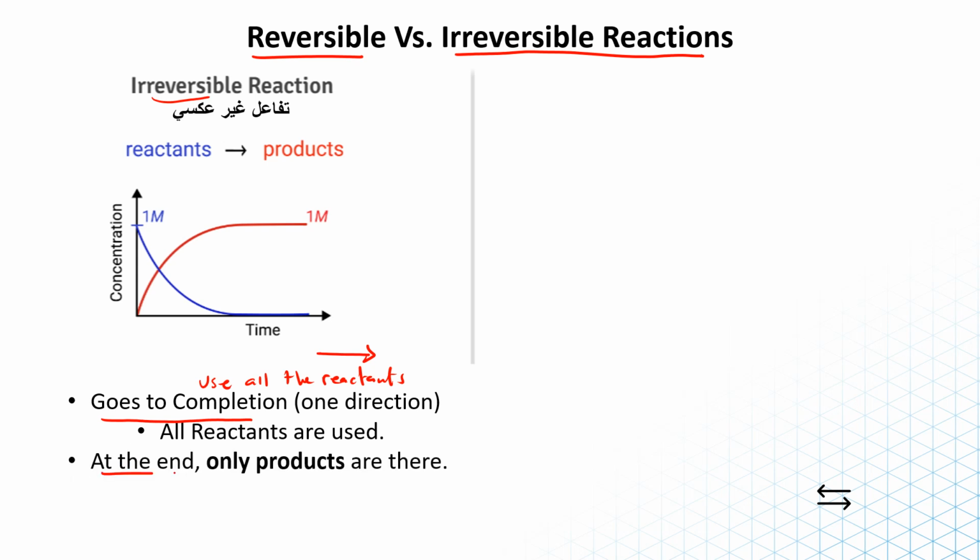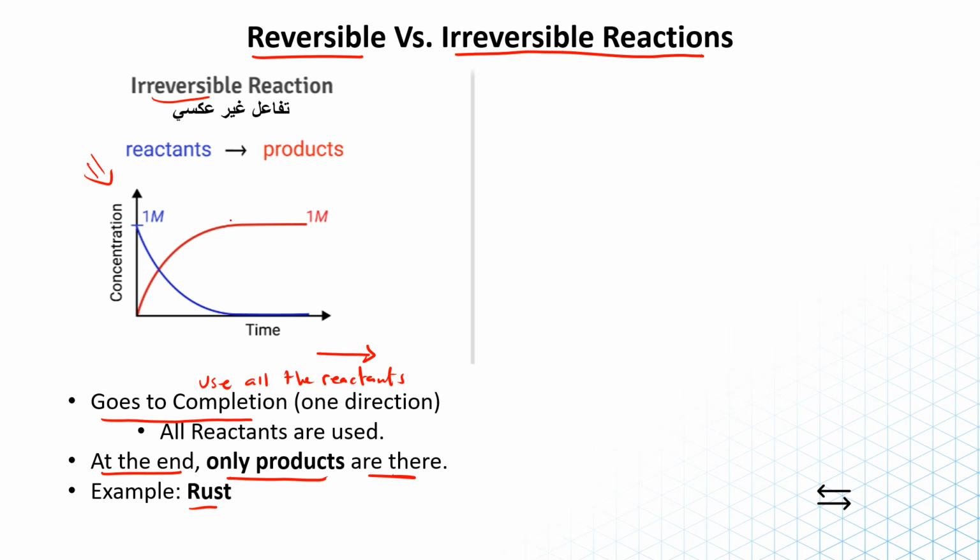At the end only products are there. في النهاية فقط النواتج اللي تكون موجودة. الreactants المتفاعلات خلصنا. An example of that is rust. Now have a look here, guys. So this is irreversible reaction.